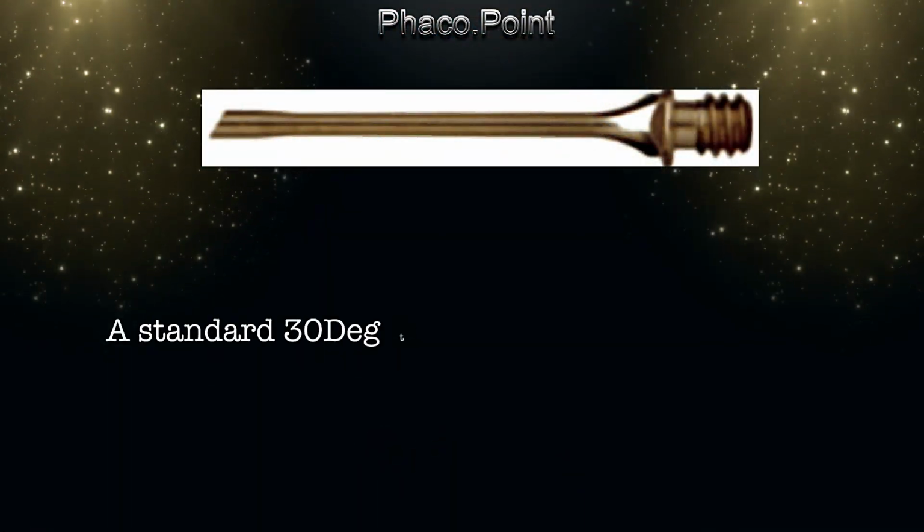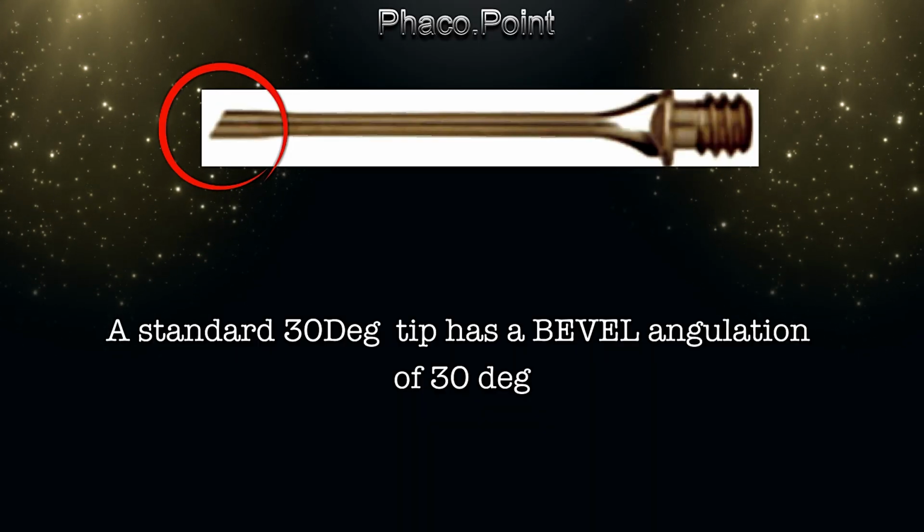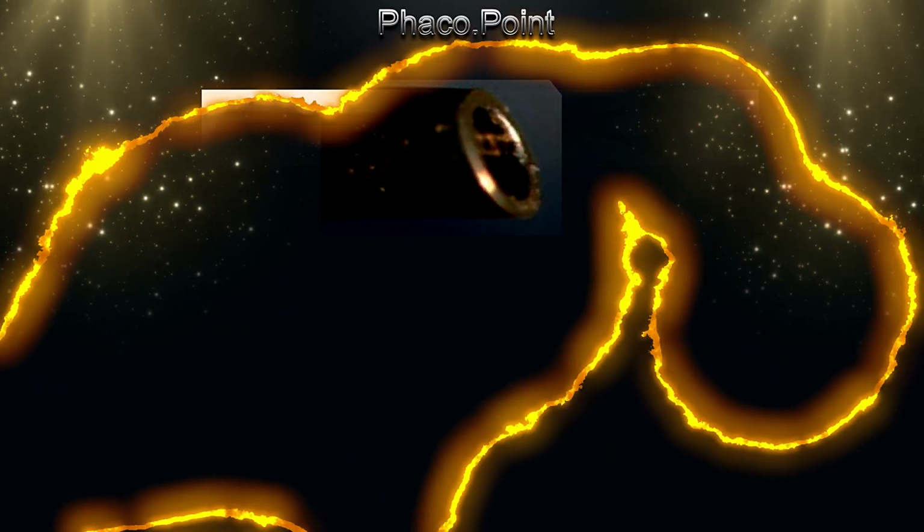Now this is a standard 30-degree Phaco tip with a bevel of 30 degrees, and this is what most of us use for Phaco emulsification.